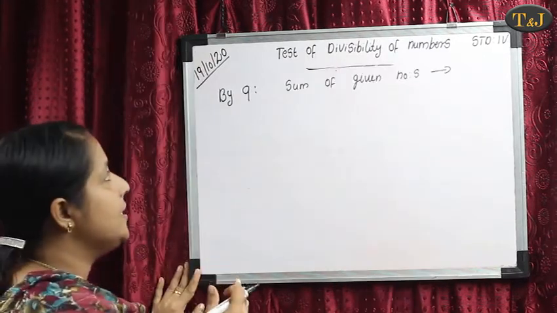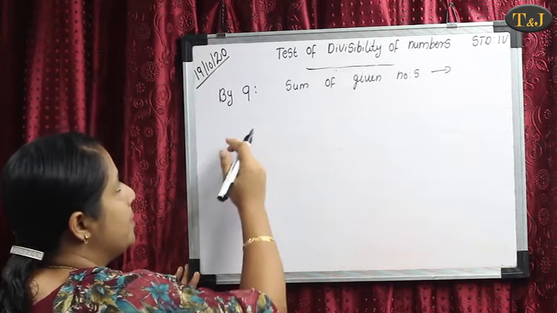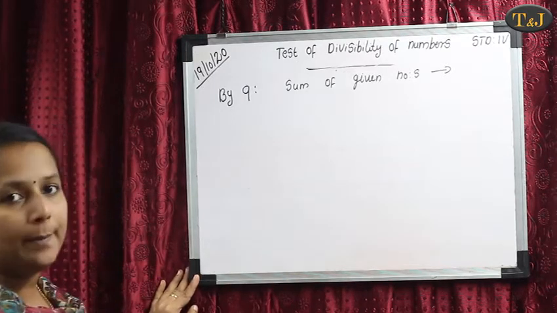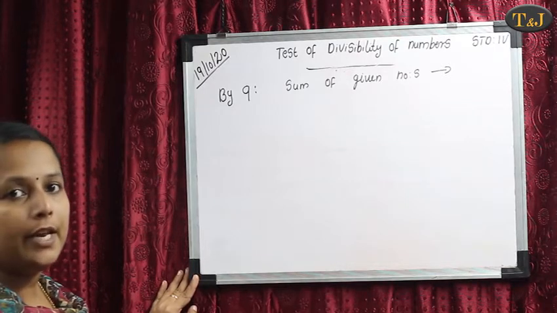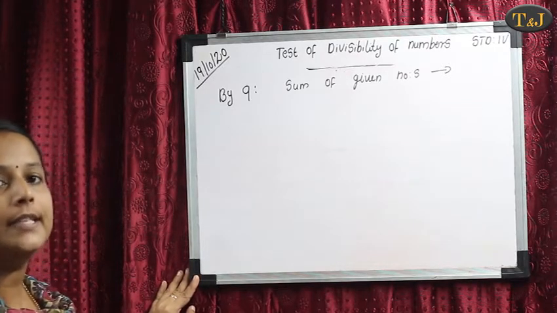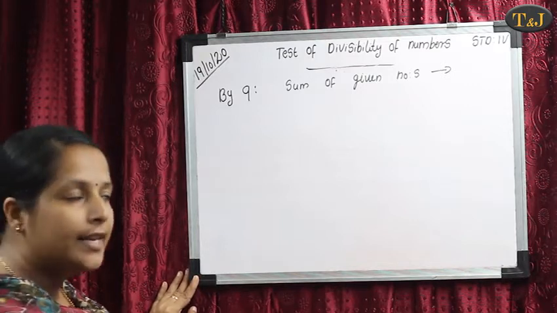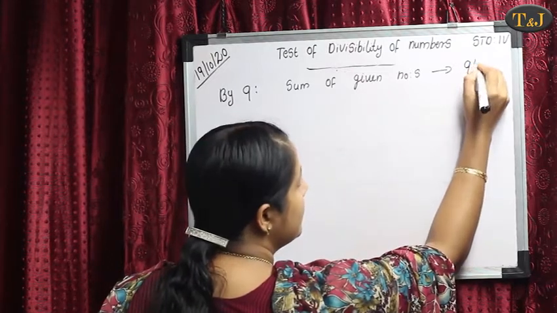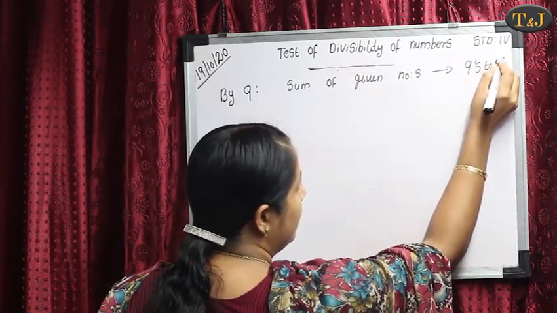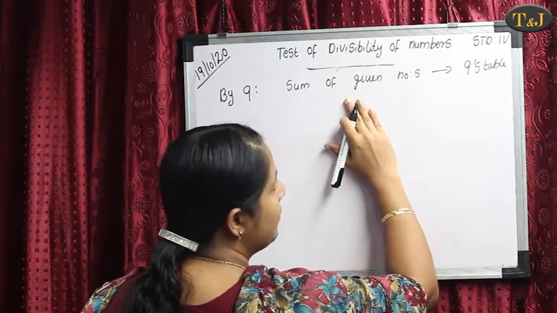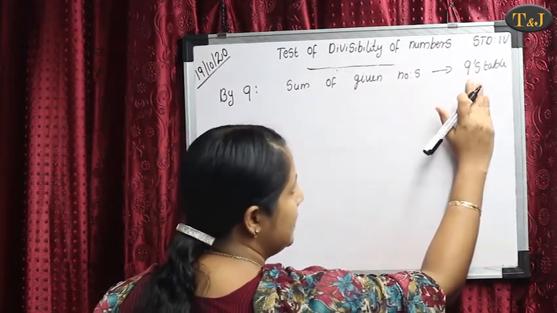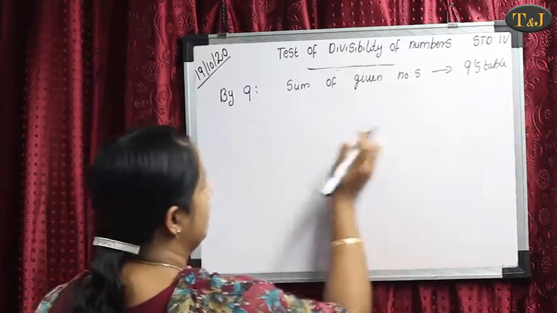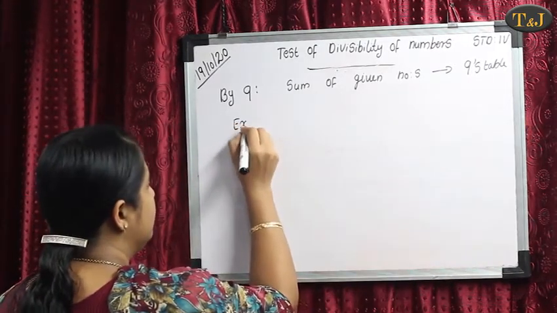Then our next section is test of divisibility of the number by 9. It is the same way as how we check the divisibility of the number 3. In divisibility by 3, we are checking the sum of given numbers is included in 3's table. The same way here we are checking the sum of given numbers is included in 9's table. Then in 3's divisibility, the sum of given numbers is included in 3's table. 9's divisibility, sum of given numbers is included in 9's table.